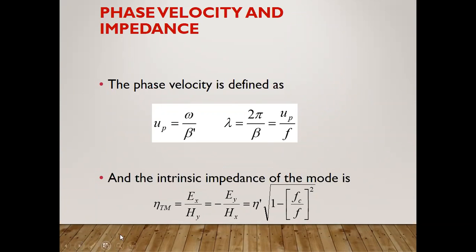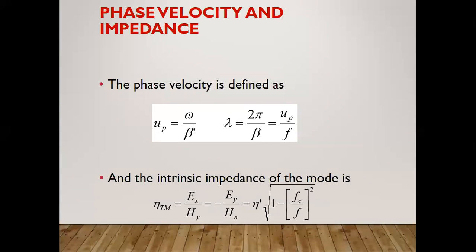Many times the notation in the textbooks is up, which is nothing but the angular frequency omega divided by the phase constant beta, where lambda, the wavelength, is 2 pi by beta. This is the phase velocity, or the velocity of propagation, up. The notation may change. In many textbooks they refer to it as vp, in many others only v. So we focus on how you can take the notation.